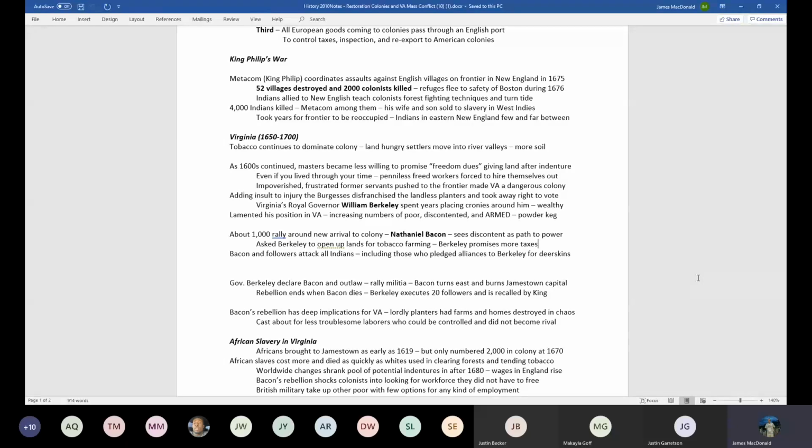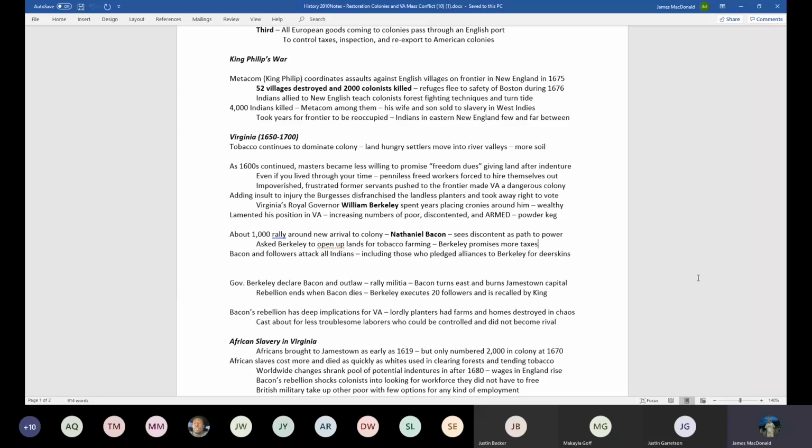Again, Metacom and his allies completely catch the New England colonists by surprise in 1675 and 1676. In short order, 50-odd villages in New England, especially in Massachusetts, which is hard hit, are destroyed. King Philip's War, as it's called, lasts for about 14 months. So this is a significant conflict, and it shows us the tension that was brewing between Indians and colonists in New England. It had been there for 40 or so years since the end of the Pequot War in the 1630s, and now all of a sudden it explodes. Simmering tensions, a powder keg ready to go off, and it goes off with a huge explosion.